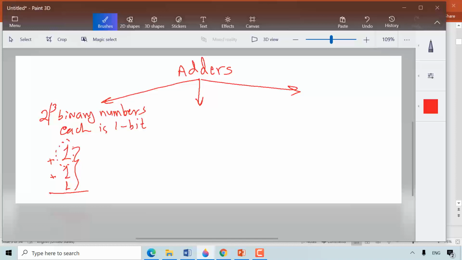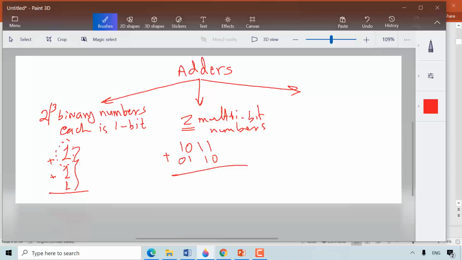Then we will add two multi-bit numbers. For example, 1011 plus 0110. So these are multi-bit, two numbers.